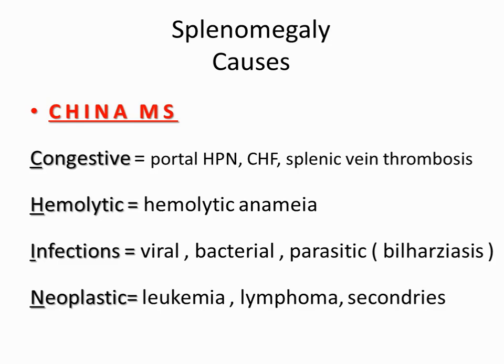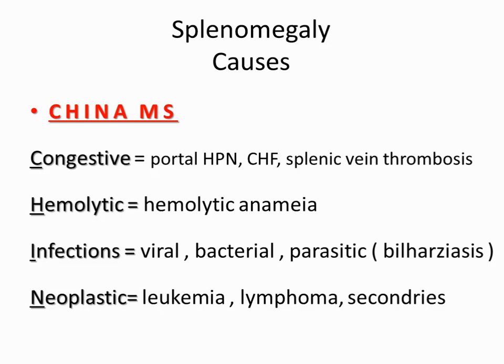Infections: the parasitic infestation, bilharziosis, is the most common cause of splenomegaly. Bacterial and viral infections are not rare but not common, like infectious mononucleosis, typhoid, syphilis, sepsis, and TB, which may cause splenomegaly. Neoplastic.